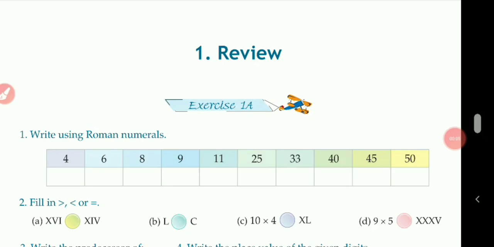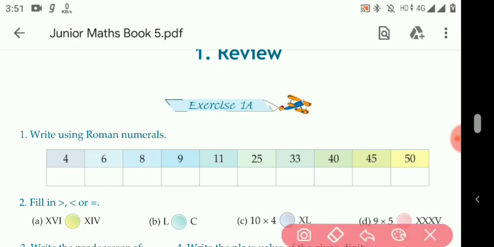This is your maths class starting from chapter 1 review, which means it is a revision of what you have studied in your previous classes. Let's begin with question number 1. Write using Roman numerals. It means you have to write these numbers in Roman numbers.